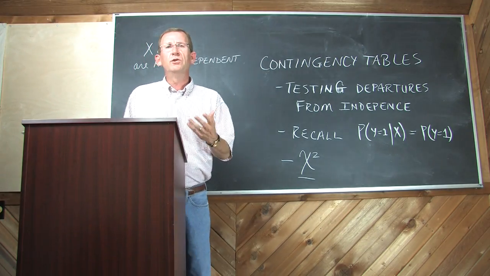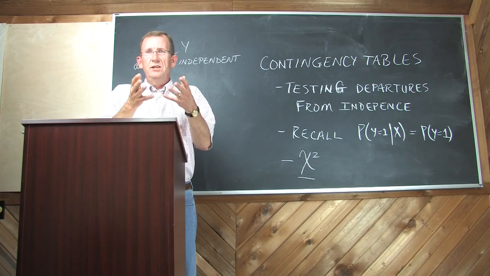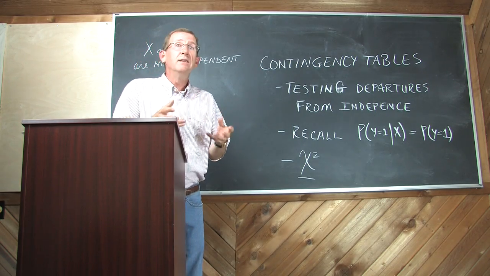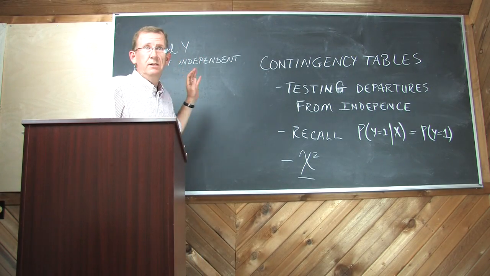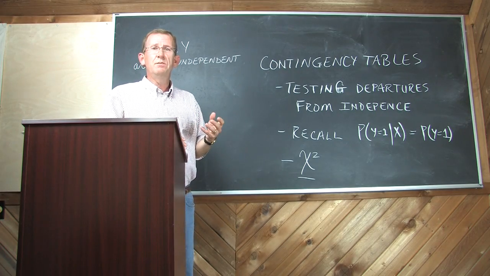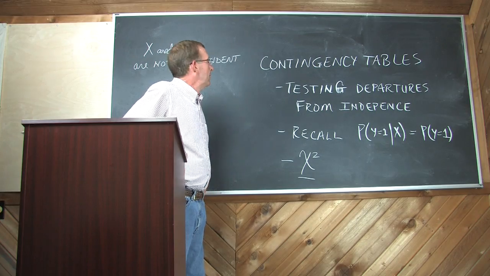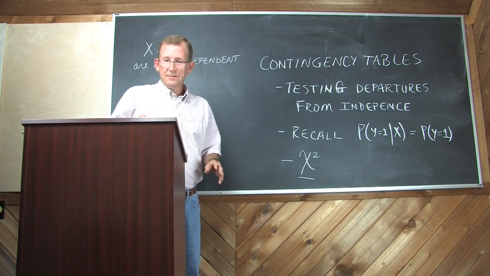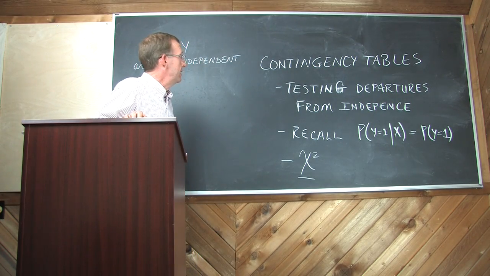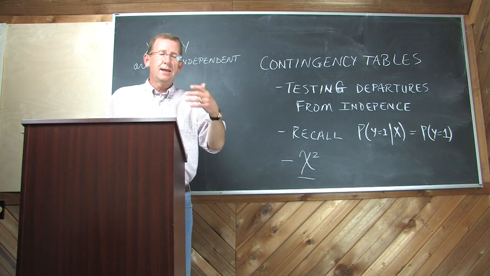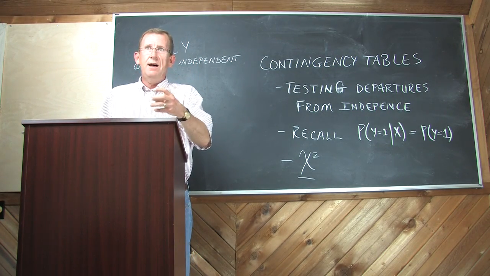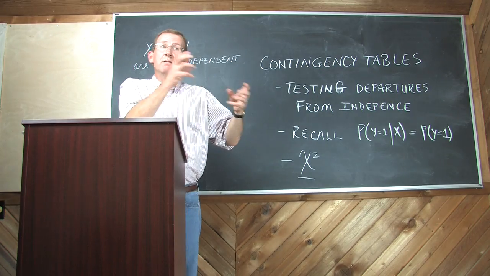inference. For causal inference, rule number one is that you need to show or believe that your two variables, an independent variable and a dependent variable, are not independent. If they're independent of each other, then that's the end of the line.